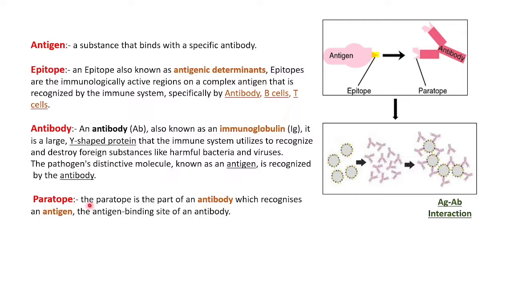The paratope is a part of the antibody which recognizes an antigen. It is the antigen binding site of the antibody. So the paratope is nothing but the antigen binding site present on the antibody. This is the paratope, which binds the antigen to the antibody.